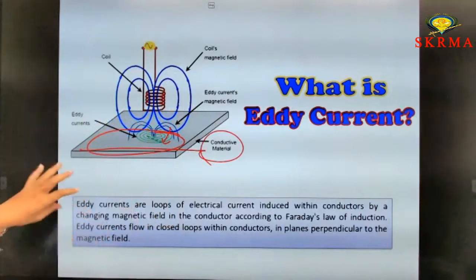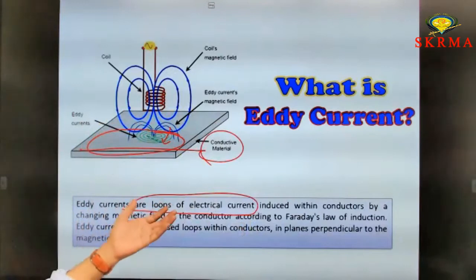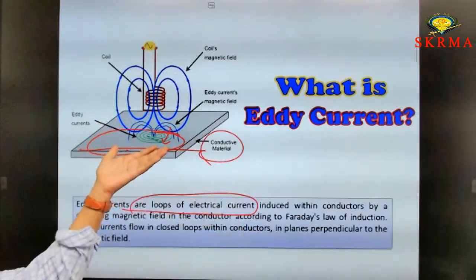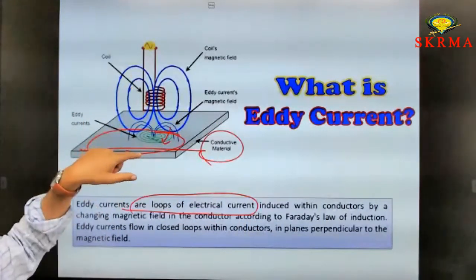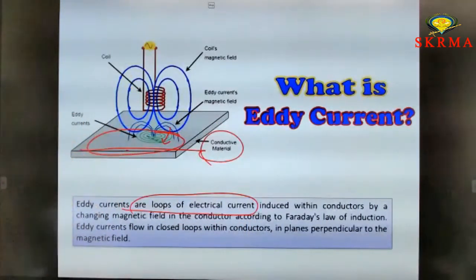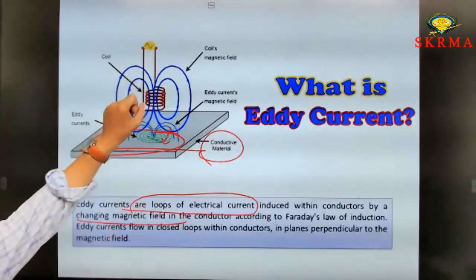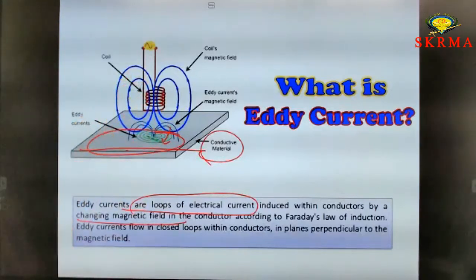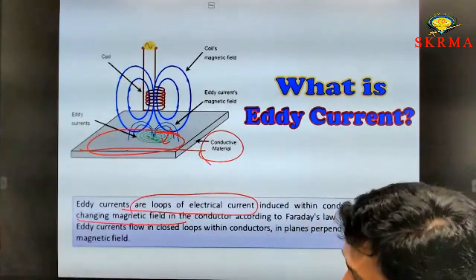That's why I'm explaining eddy currents as loops of electrical current that are produced inside the conducting plate. I'm speaking about inside the conducting plate, not about the coil. Do you remember? By virtue of a changing magnetic field inside the coil, eddy currents are produced in the conducting plate. How are questions often asked from this topic? That is very important. Let us see a few examples.